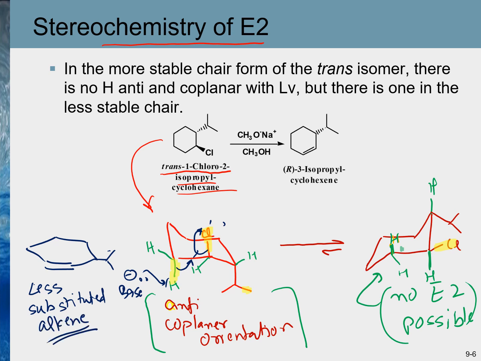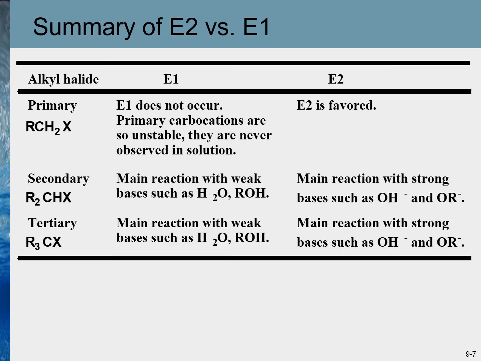So that's how the stereochemistry of elimination reaction in case of cyclohaloalkanes can control the regioselective outcome also. So let's summarize the E1 and E2 mechanisms in case of elimination reactions of haloalkanes. If we have a primary haloalkane, in that case, E1 reaction will not be possible.